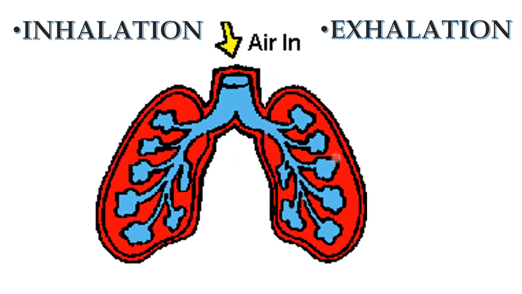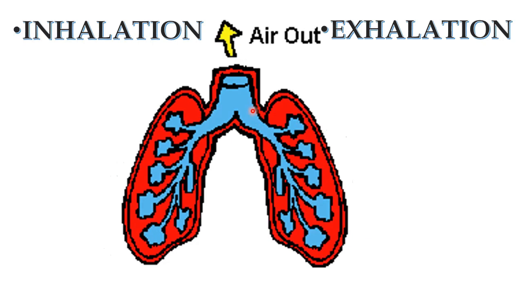In exhalation, or when you exhale, the ribs move inward. So the diaphragm moves upward, going up. There is now less space in the chest area. Because of this pressure, air moves out of the lungs. And that's how inhalation and exhalation happens.